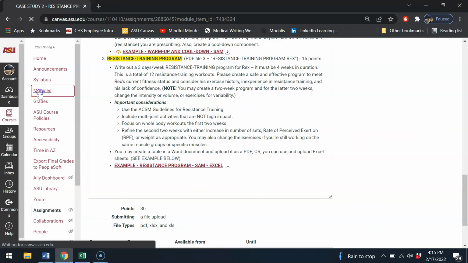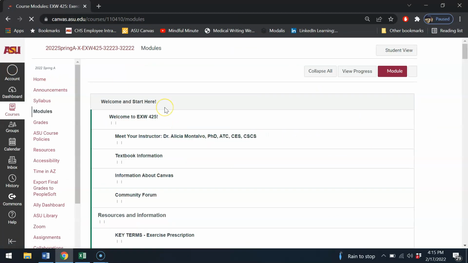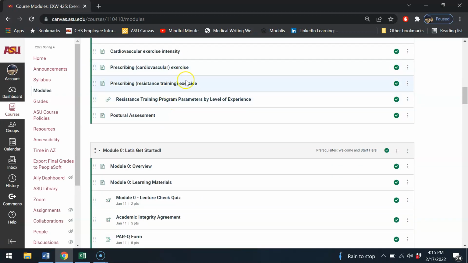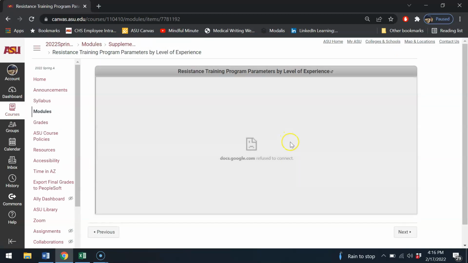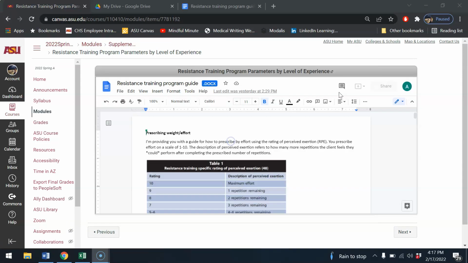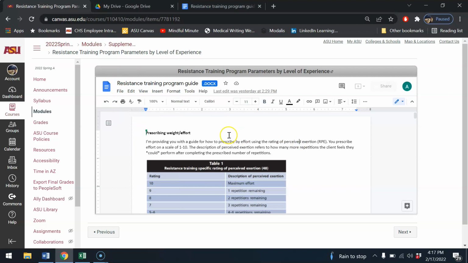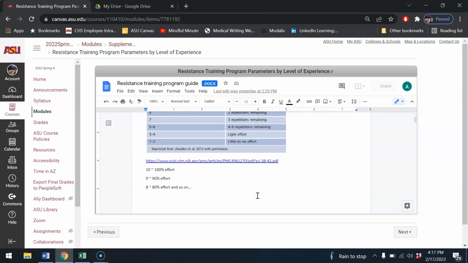I want to point out, let me just bring myself over here. I put some new materials in the module, so prescribing resistance training exercises by level of experience. Oh, well, let me just pause this and fix it. All right, guys, I'm in. You'll just have to copy. You can make a copy of this on your own by hitting here. I tried to put the copy link in there, but it wasn't working from Canvas for whatever reason. All right, so I've got this up and open for you.